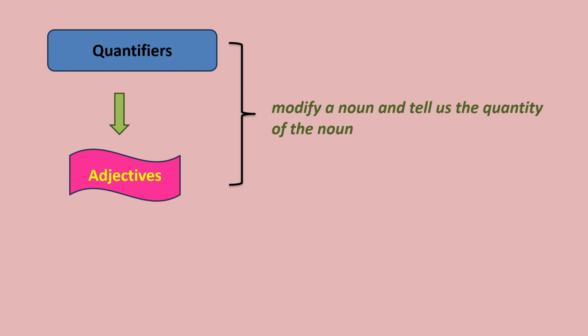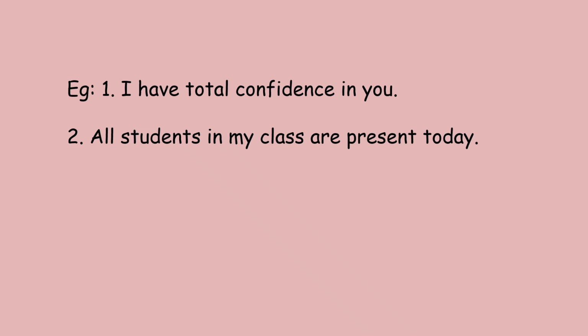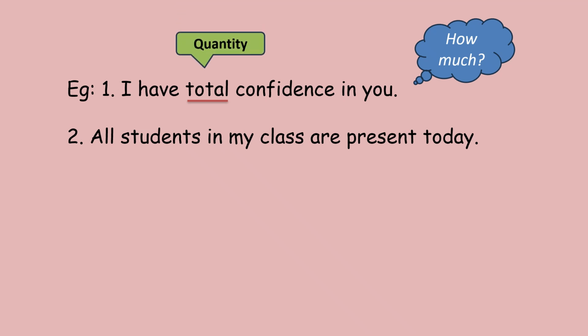Quantifiers also function as adjectives. They are those words that modify a noun and tell us the quantity of the noun that it is modifying. Let us understand with the help of these examples. The first sentence, I have total confidence in you. Here, how much confidence do I have? I have total confidence. The word total is telling us about the quantity of confidence I have in you. Confidence here is an abstract noun.